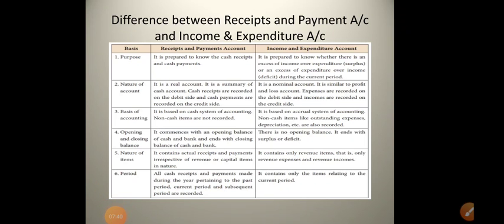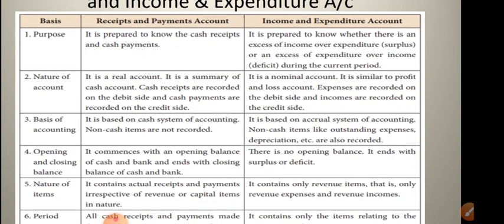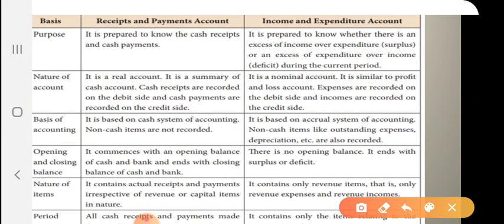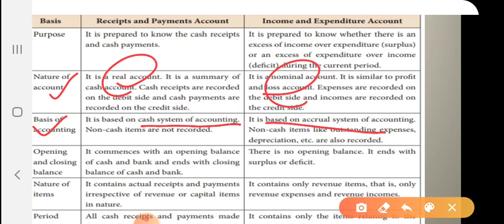Now you can see this slide about the difference between receipt and payment and income and expenditure account. First, the purpose of receipt and payment account is to know cash receipts and cash payments, whereas we prepare income and expenditure to know the surplus or deficit. Next is nature of account. Receipt and payment is a real account, and income and expenditure is a nominal account. The next is basis of accounting. Receipt and payment is based on the cash system of accounting, and income and expenditure is based on the accrual system.